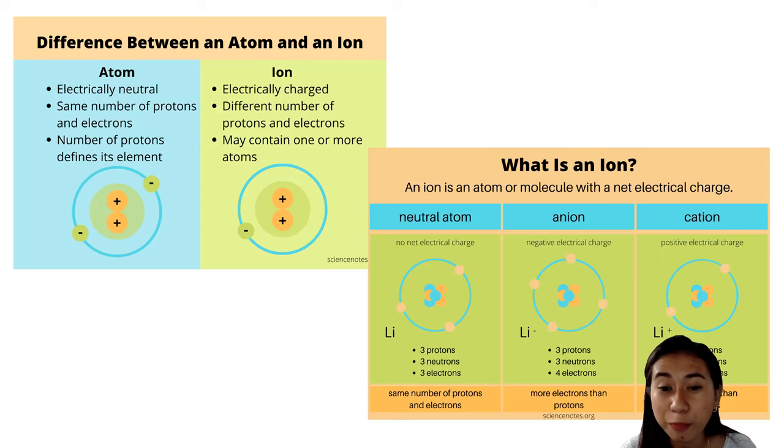Kaya distinct, unique yun sa element na yan. That's why the number of protons defines the element. Kapag sinabi nating ion naman, electrically charged ang ion, different number yung protons and the electrons. And it may contain one or more atoms. Okay, tandaan niyo yan ha.